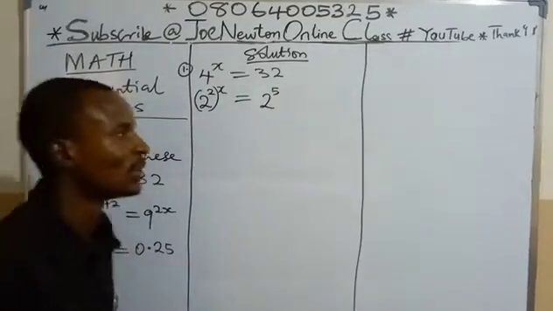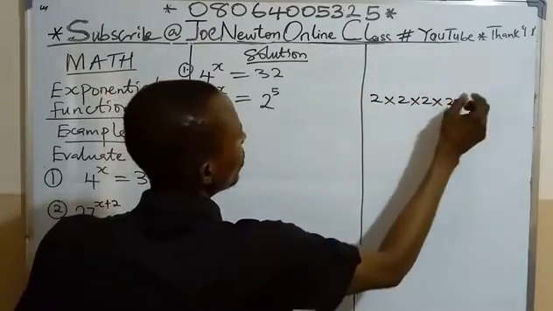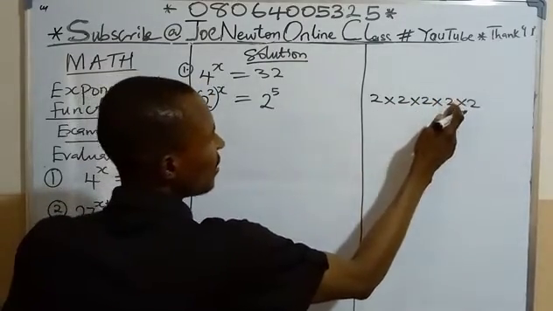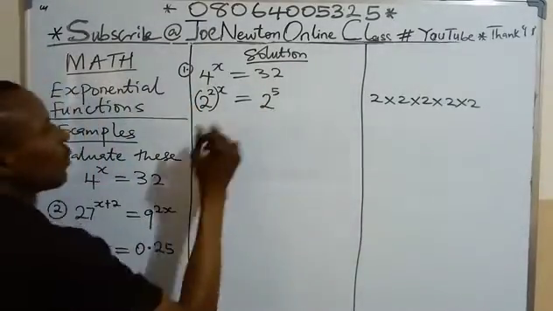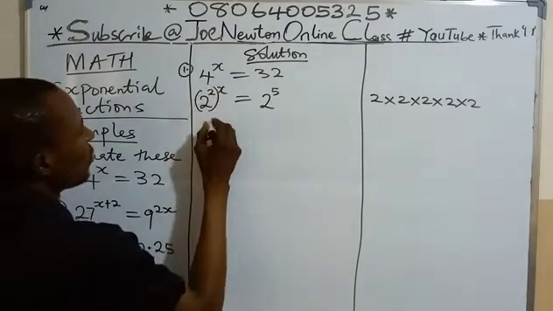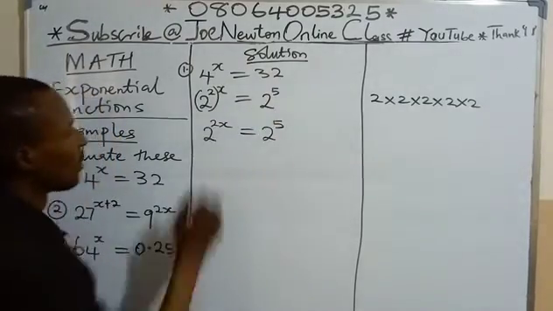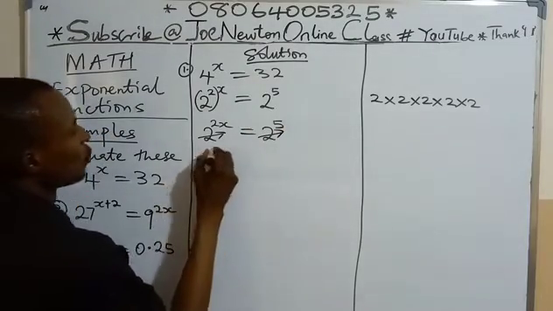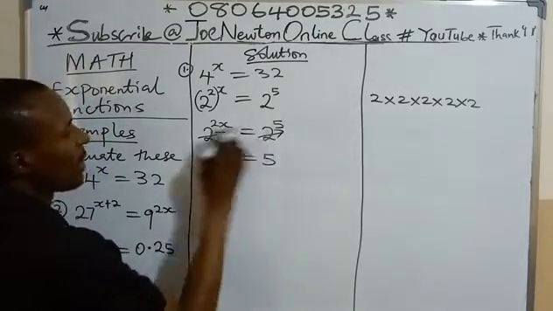We check it out. You see that 2 times 2 times 2 times 2 times 2: 2 times 2 is 4, 4 times 2 is 8, 8 times 2 is 16, 16 times 2 is 32. That is it. So that is the equivalent. Now we open this bracket. We have 2 raised to the power 2 times x, which is 2x, equals 2 raised to the power 5. So at this point you can see that what we remain with is 2x equals 5. Those are the powers, because the bases are now equal.